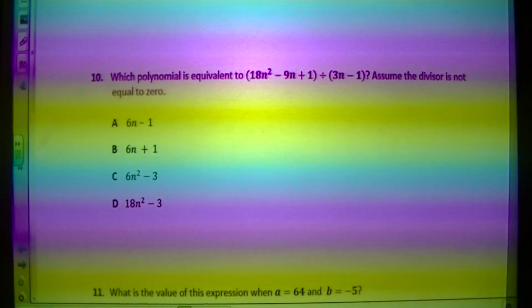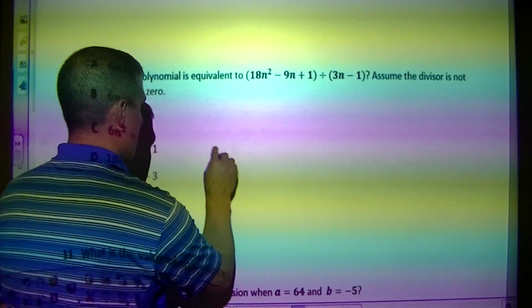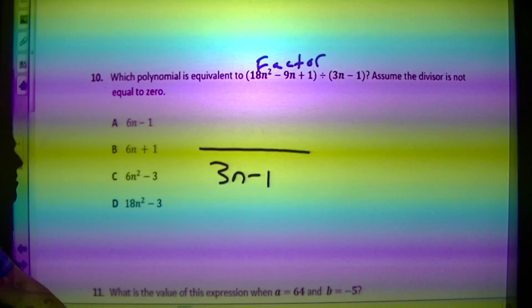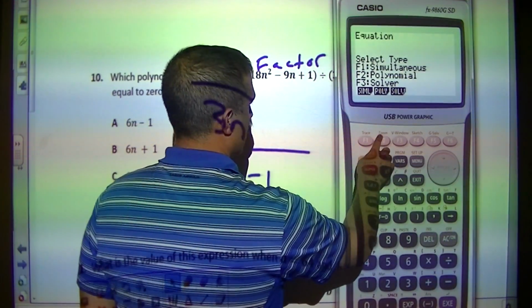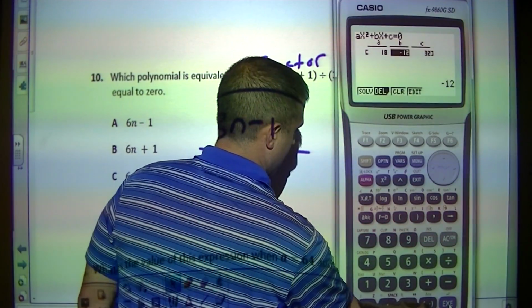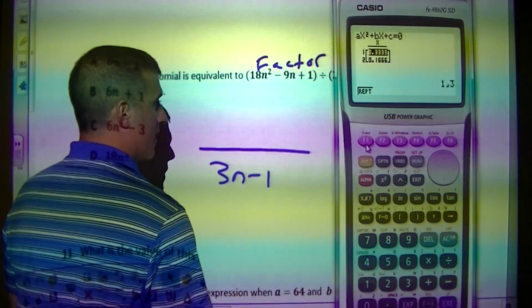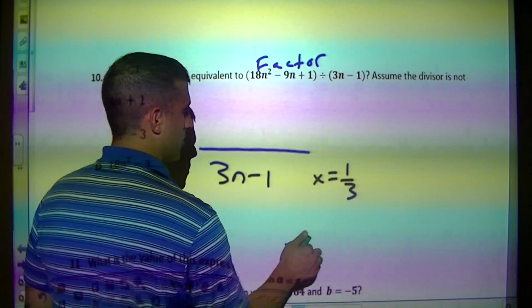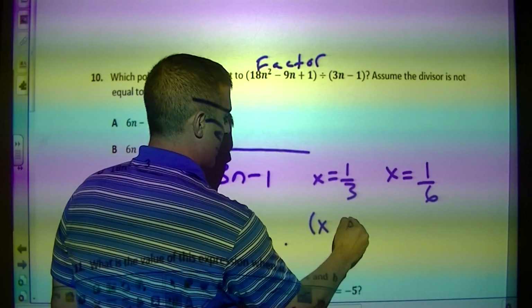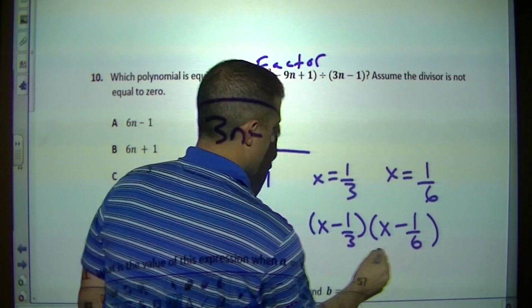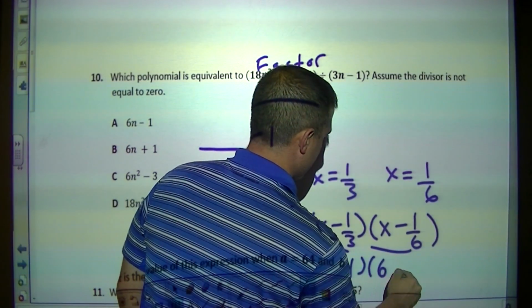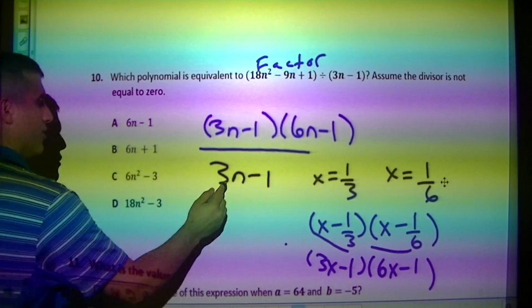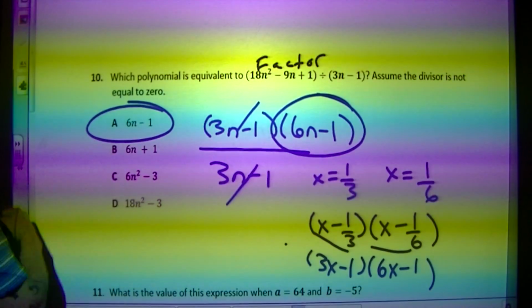Okay, moving on to the next one, which is a division problem. So what we have here is this is going to be 3n minus 1. What I got to do with this is factor it. Once again, if I want to factor, I'm going to go to menu, go to equal, polynomial, degree 2, 18, negative 9, and 1. If I solve that, I get x equals 1/3. What's the other one here? x equals 1/6. So to convert that to factors, that would be x minus 1/3, x minus 1/6, then move those up: 3x minus 1, 6x minus 1. We're using n's, so we can use n instead. Those are the same, those go away. That's the only thing that's going to be my answer, that's why that's A.